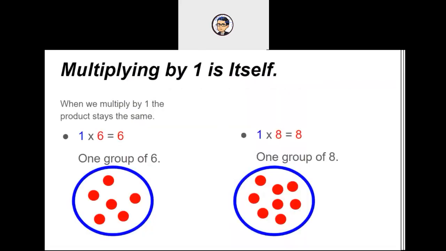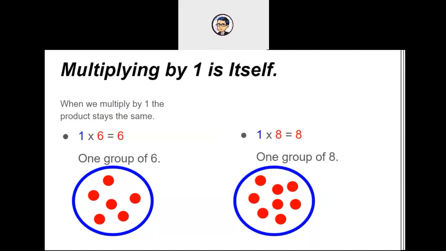Our first strategy when multiplying by 1 is saying to ourselves, when I multiply by 1, the product stays the same. 1 times 6 equals 6. 1 times 8 equals 8. One group of 6 is equal to 6. So all we're saying is when we multiply by 1, the product stays the same, or the number at the end of our number sentence stays the same.